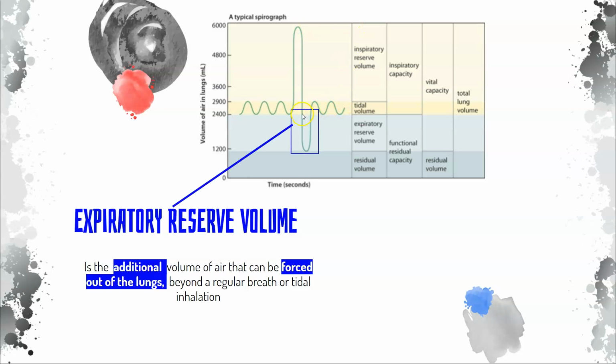So if we look on the graph, again, it's right here. We would say this is the drop from about here, okay? So at about 2,400 down to 1,200. So we can remove 1,200 milliliters of expiratory reserve, all right? That's the extra air you can move out.